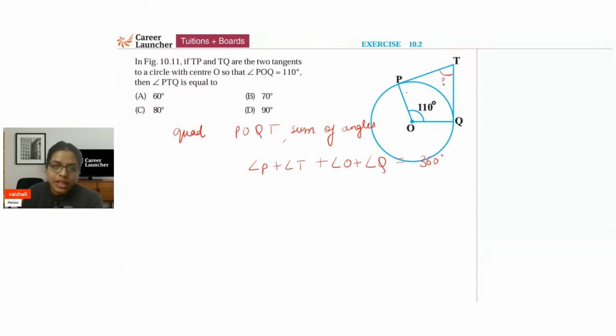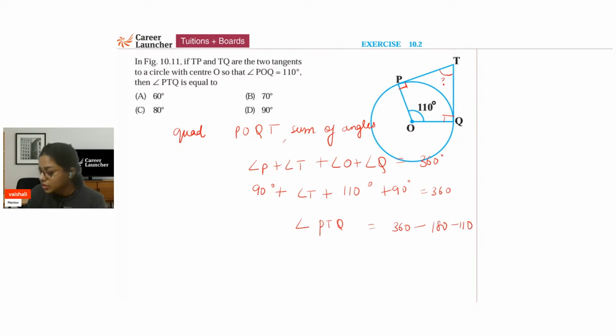Simple concept. If I'm dropping a straight line PO, it is definitely going to be perpendicular to PT. And the same is true in the case of OQ. If I'm dropping a straight line from my center, it is going to be perpendicular to QT, sorry. So it means I know two of these angles. My P is 90 degree. T I don't know, that is what we have to find. O is 110 and the other one is 90. So we have to solve this such that I'll get the angle PTQ. So solve this down and tell me how much are you getting?